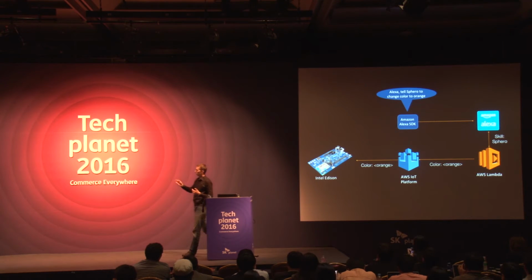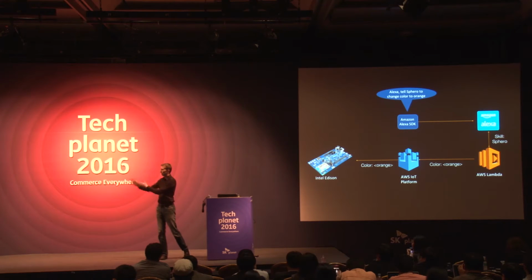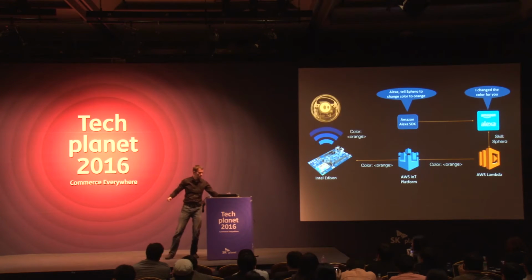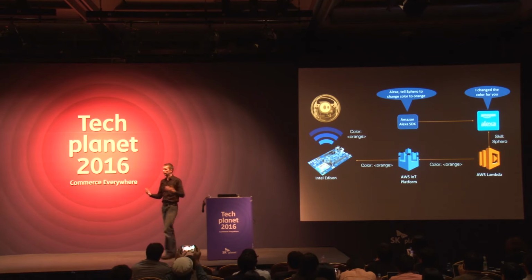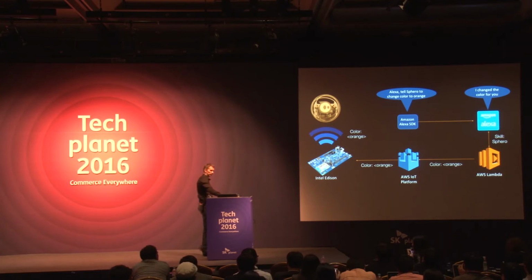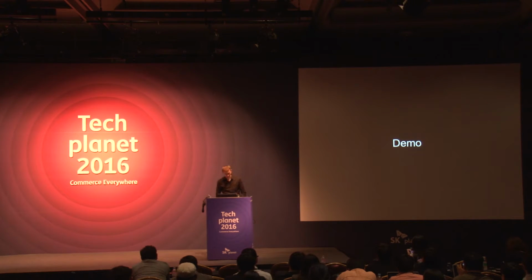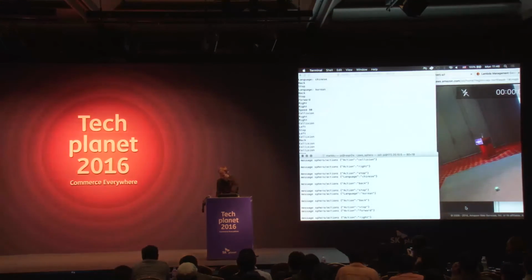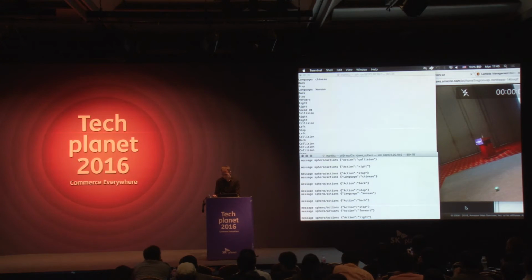Our IoT platform forwards the shadow change to the Edison, and then Edison uses Bluetooth again and sends a command to the robot: your color should be whatever, orange. So let's try that. With Finnish accent, yes. Let me change the audio to my phone. And let's see how this works.